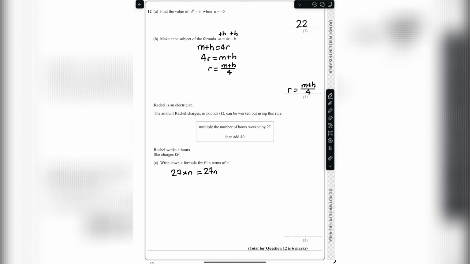And then finally, we need to add 40. So that means that the amount she charges, which is p, equals 27n plus 40. And that is your final answer.